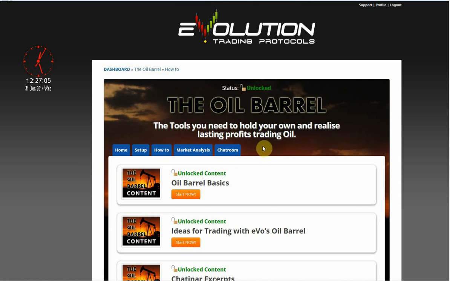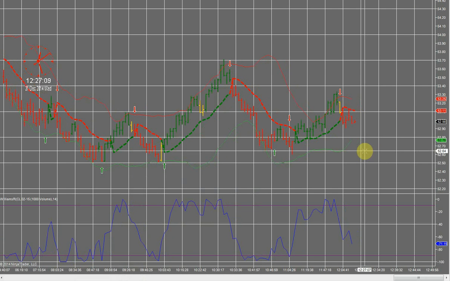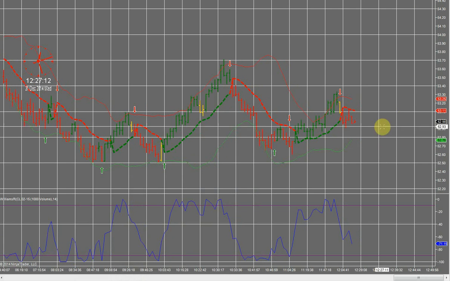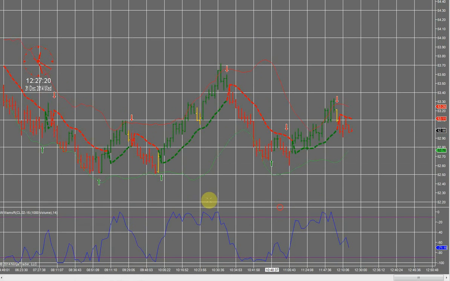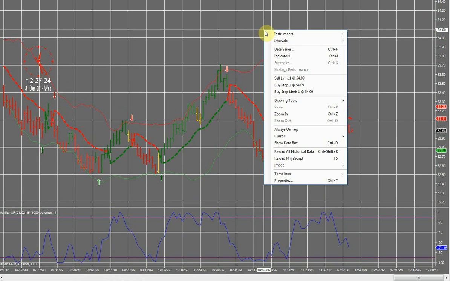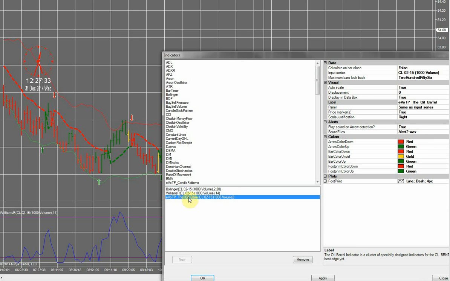Alright, so let's go ahead and take a quick look at the charts here, and I'll try to explain the system a little bit along the way. This right here is what the actual oil barrel system looks like. And also we added the Williams R and something else here. Let me see. Indicators. I believe we have the Williams R, the Bollinger Bands, and the Evo oil barrel system.